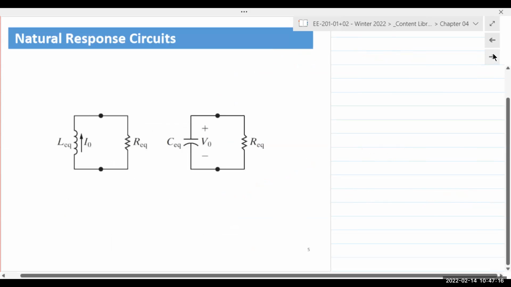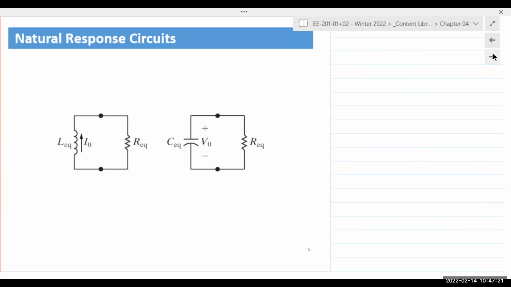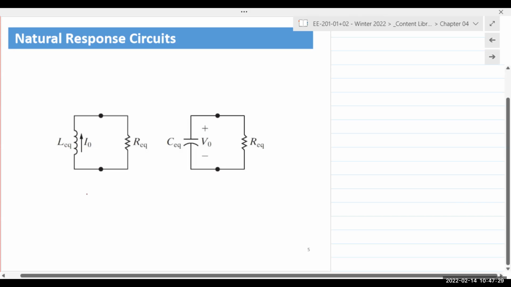Based on our classification, we can have 4 different kinds of circuits, 2 each for natural and forced response. For the natural response circuit, a simple inductor connected to a resistor gives us an RL circuit, and a resistor connected to a capacitor gives us an RC circuit. Note the subscript. It says EQ, and EQ is simply the total equivalent value of that component.